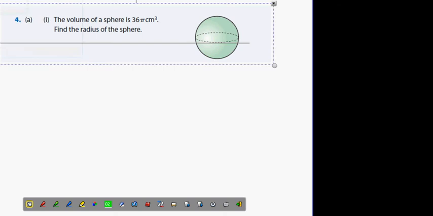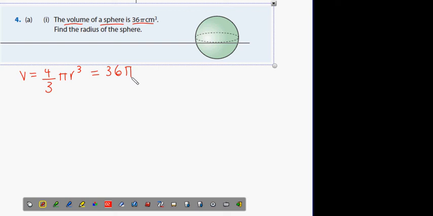Okay, so this is the pressure cell challenge in question 4A. Volume of a sphere is 36 pi centimeters cubed. Look up the volume of a sphere in your notes. Volume of a sphere is 4/3 pi r cubed. Then it equals 36 pi.